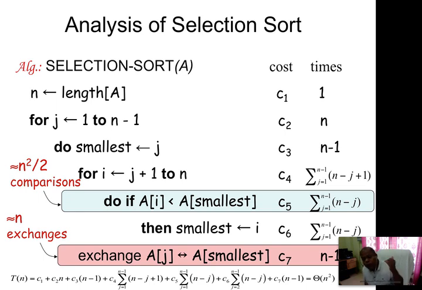But here the number of exchanges will take place at max order of n. This is the difference. Otherwise, the time complexity of bubble sort is the same as the time complexity of selection sort.